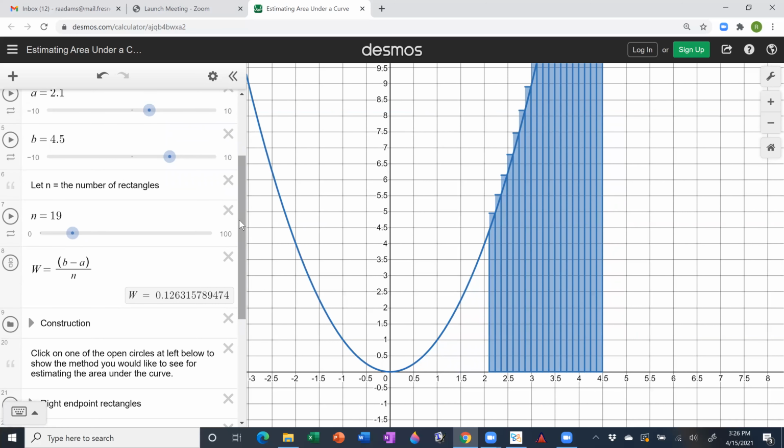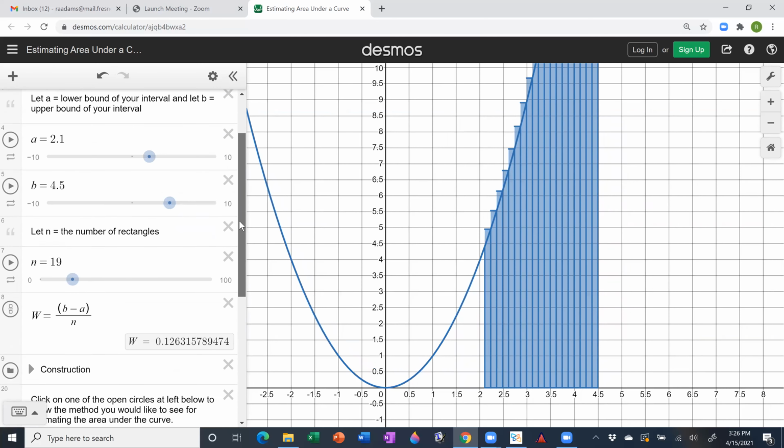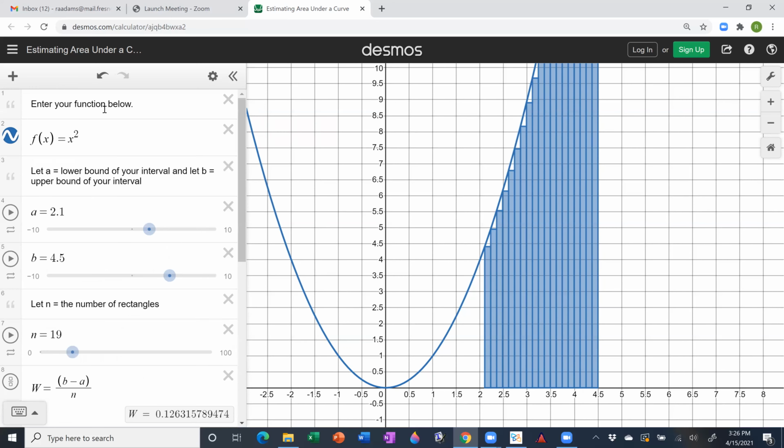Something that's kind of interesting to point out is that it actually depends on the concavity of the function whether left endpoints or right endpoints end up being an underestimate or an overestimate. So kind of interesting to think about. This parabola that we have right here is concave up. Notice that the right endpoints are giving you an overestimate, and if we do the left endpoints, that gives you an underestimate.